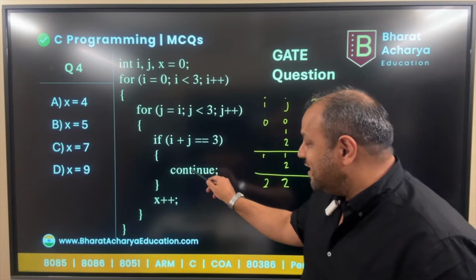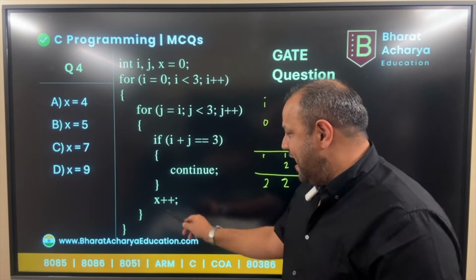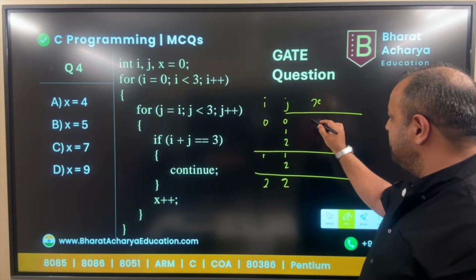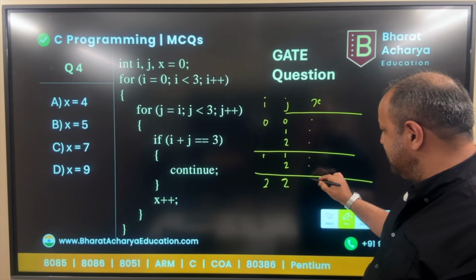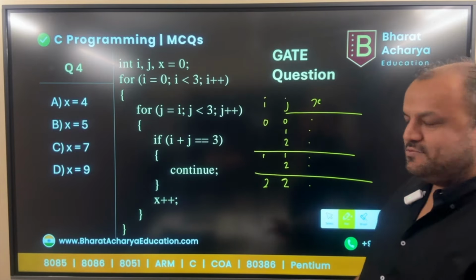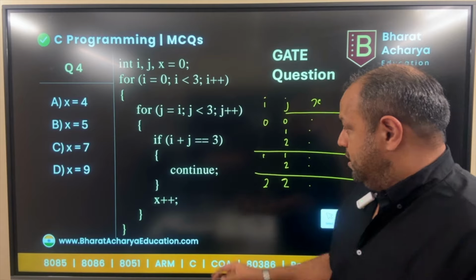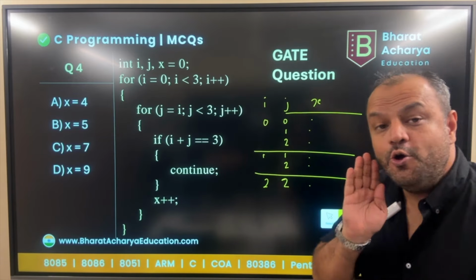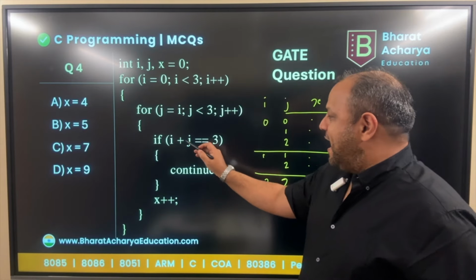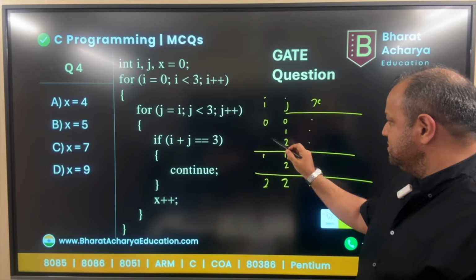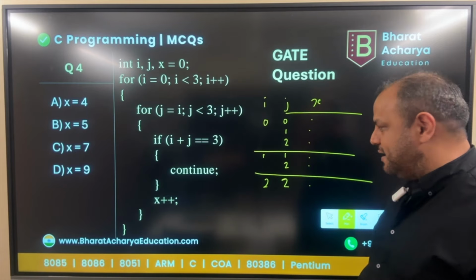So if this continue was not written and simply X++ was happening, X would have got incremented 1, 2, 3, 4, 5, 6 times. Starting from 0, X increments 6 times, so the answer would have been 6. But now, because of this continue condition, let's see when this increment will not happen. I + J equal to 3. 0 + 0, 0 + 1, 0 + 2. So these three increments will happen.